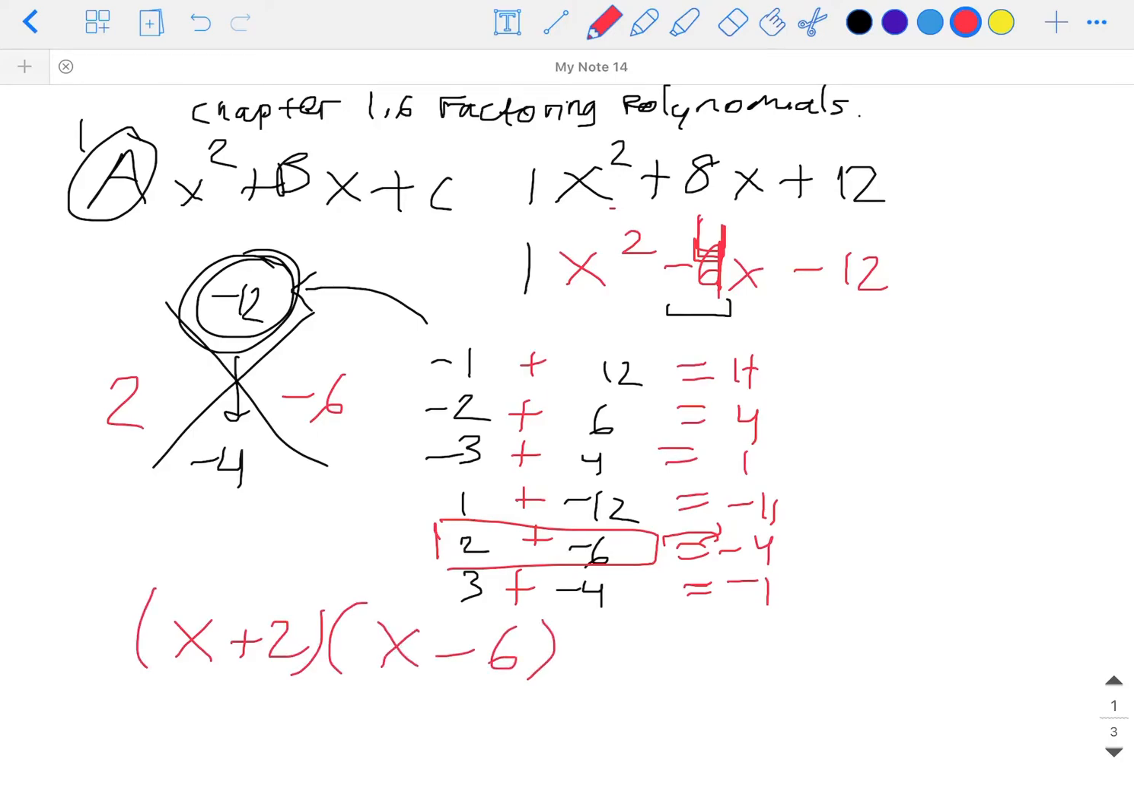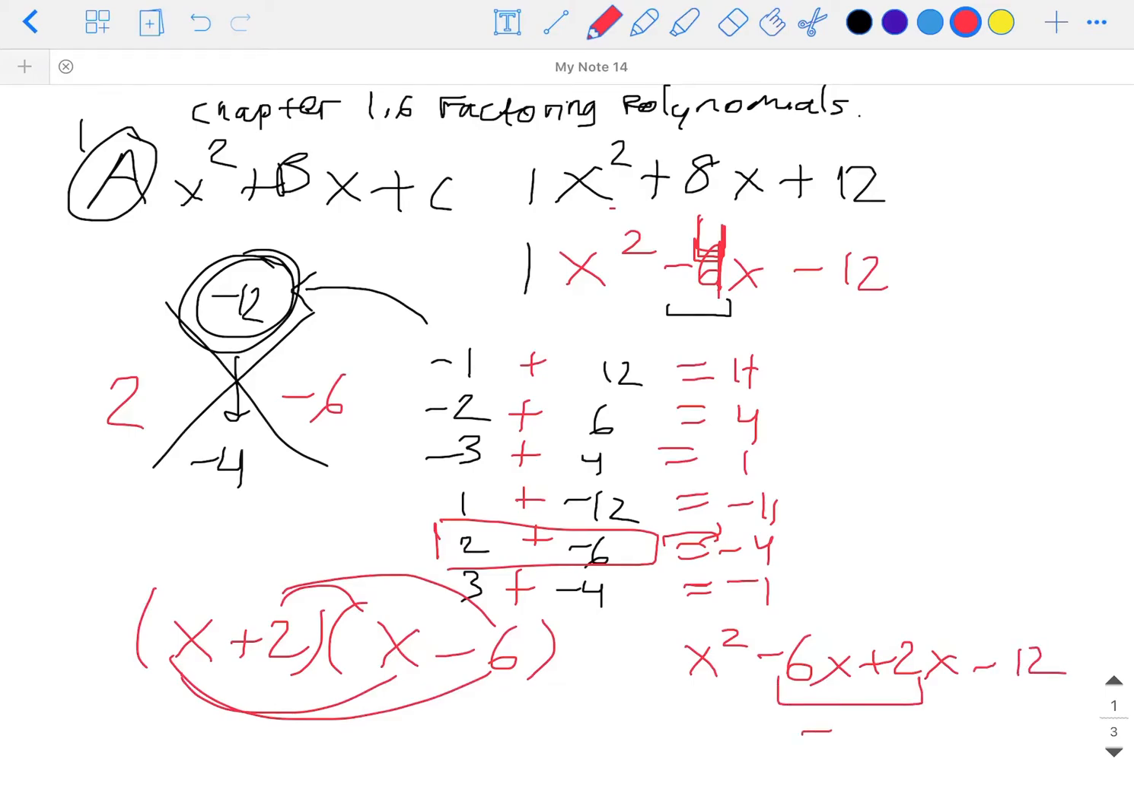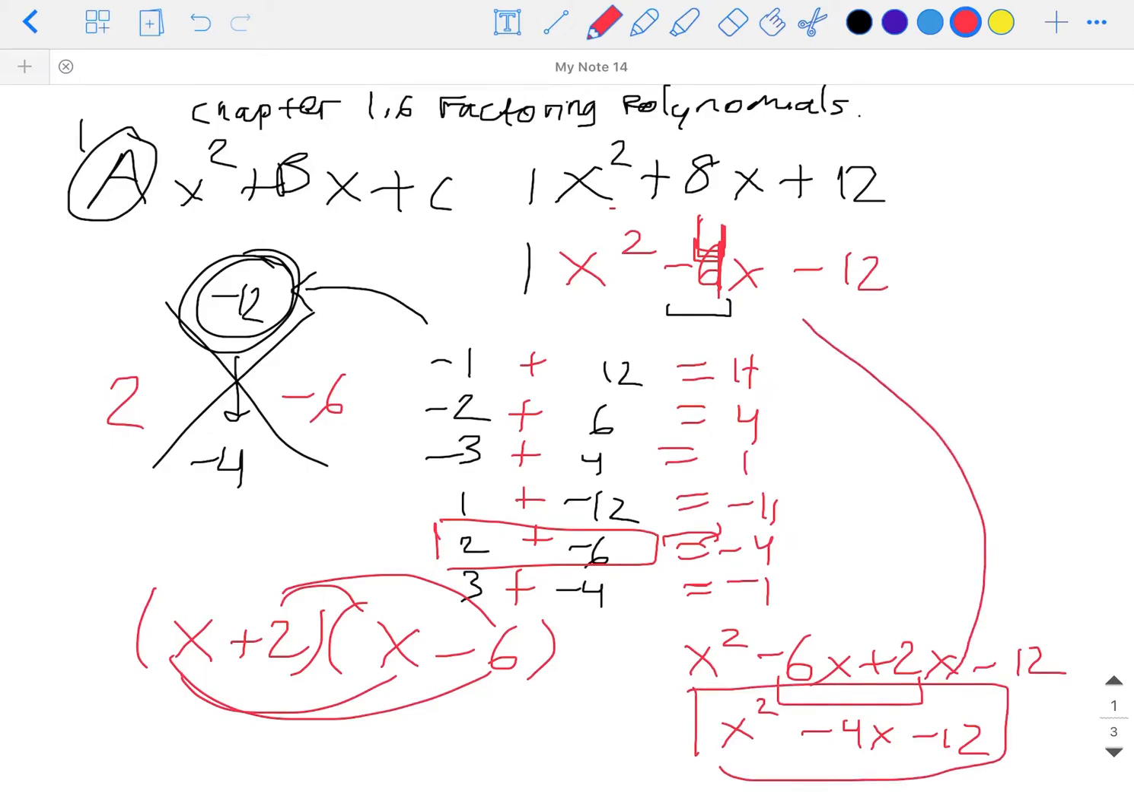You can FOIL this just to make sure that the terms do multiply to x squared minus 4x minus 12. So that's x squared. X times negative 6 is negative 6x. The inside is plus 2x, and the last, 2 times negative 6, is negative 12. And then you can add like terms, that gives negative 4x, and just rewrite everything else. Does this match what we have as the original question? Yes, it does. So therefore, your factored polynomial, x plus 2 and x minus 6, is indeed the correct answer.